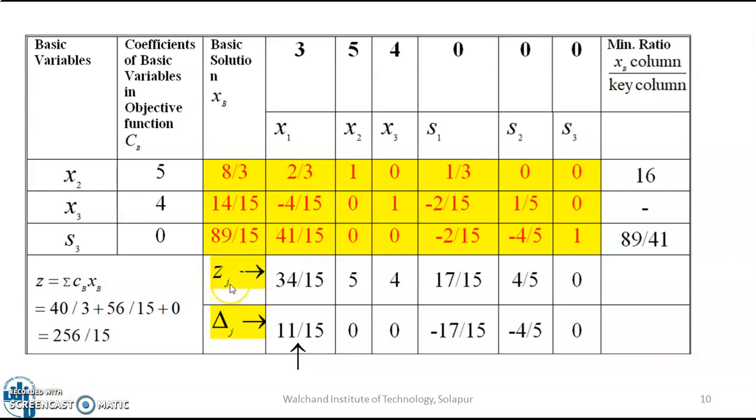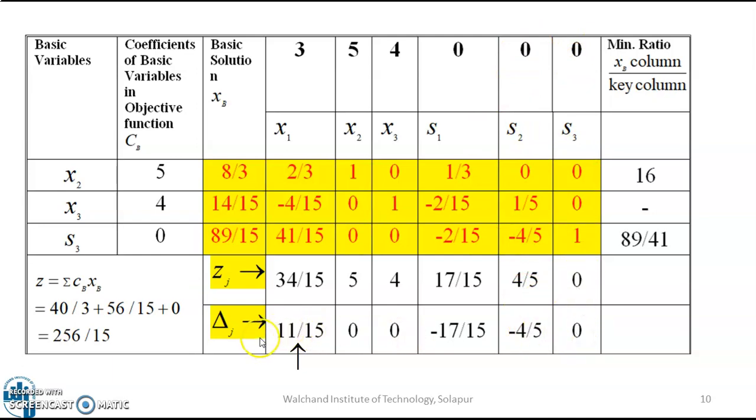Now calculating the ZJ entries, that is the sum of the product of the CB column and these X columns. We get these entries. Once we get the ZJ row, now we have to perform the subtraction of the CJ row and this ZJ row to get the delta J row. After performing the subtraction of 3 minus 34 upon 15, we get 11 upon 15, and 5 minus 5 as 0, 4 minus 4 as 0, 0 minus 17 upon 15 is minus 17 upon 15, 0 minus 4 by 5 is minus 4 by 5, 0 minus 0 is 0.